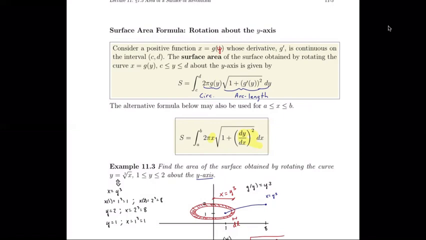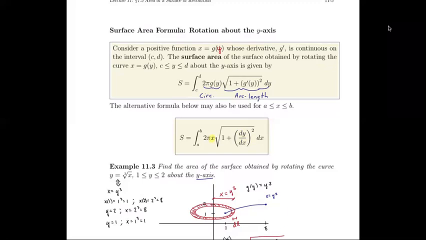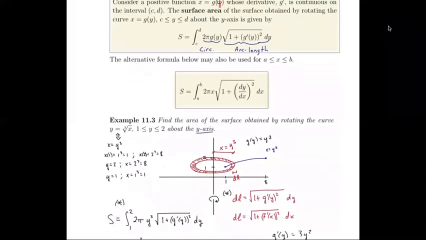It's either the square root of 1 plus g prime of y quantity squared dy, or it's the square root of 1 plus f prime of x quantity squared dx. Right? So really the only thing that's changing that we have to be careful of is how we pick our radius to find the circumference in these. So let's have a look at an example.